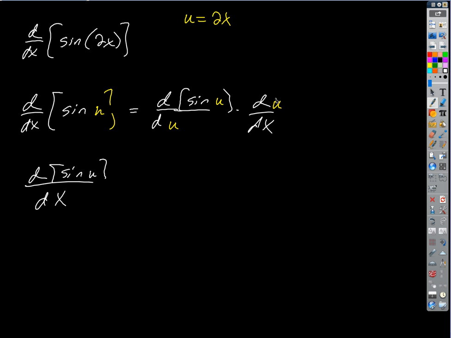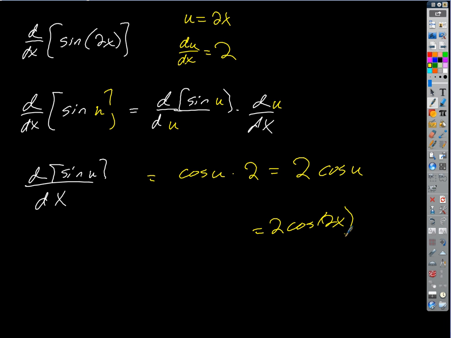So if u equals 2x, what is du dx? What's the derivative of 2x with respect to x? 2, right? And what's the derivative of sine u with respect to u? Cosine u. So we get cosine u times 2, which is 2 cosine u. But then let's reverse the substitution. What is u really? It's 2x. So my answer is 2 cosine 2x.